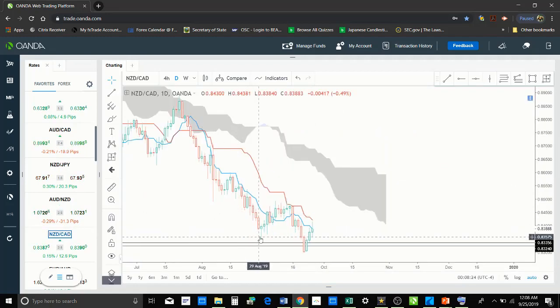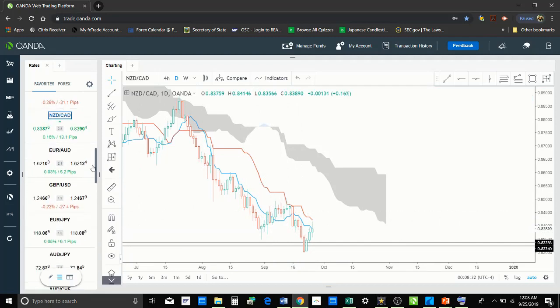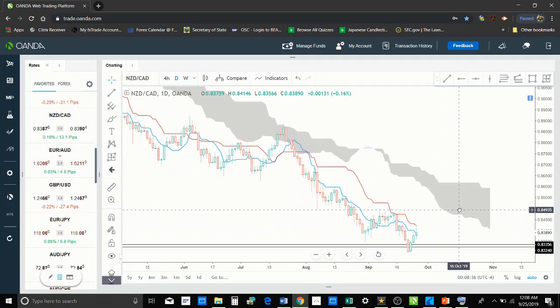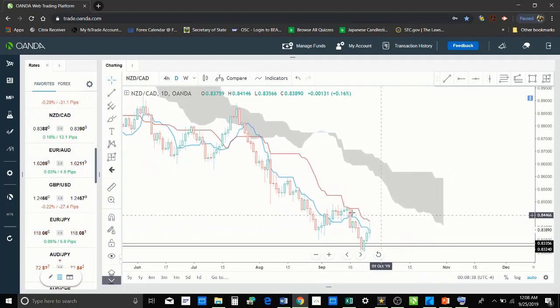New Zealand CAD, we're basically bouncing off this 52-week low right here. I'm not exactly sure what price is doing. I haven't marked this chart, so I'm not sure what I was thinking. I won't even comment on this one, but it looks like it's doing what it's supposed to do, I guess.